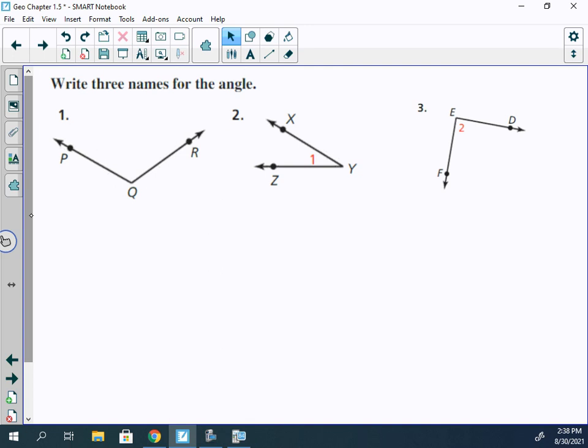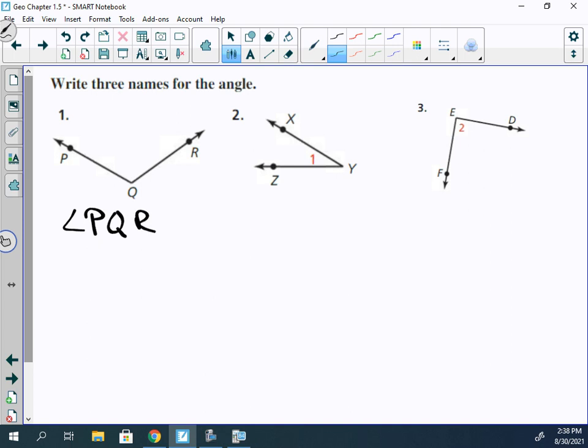So let's look at number 1 here. What is one way that we can name this? PQR. Yes, so we could say PQR. We could say RPQ. Or RQP. Is there any other way that we can name it? No. Q has to be in the middle.